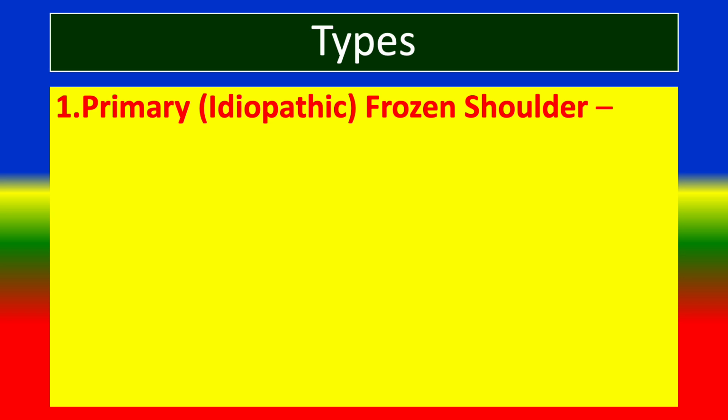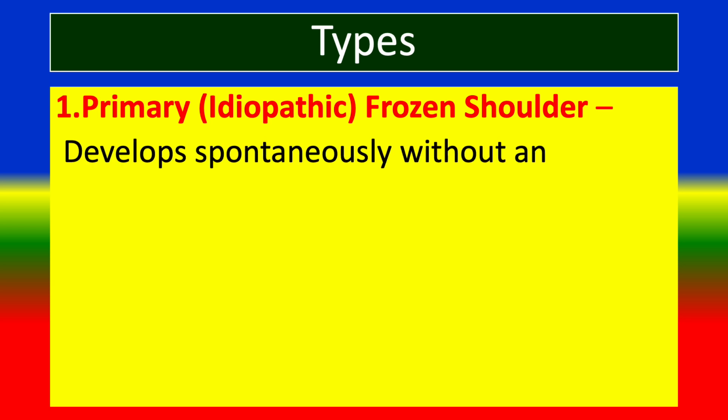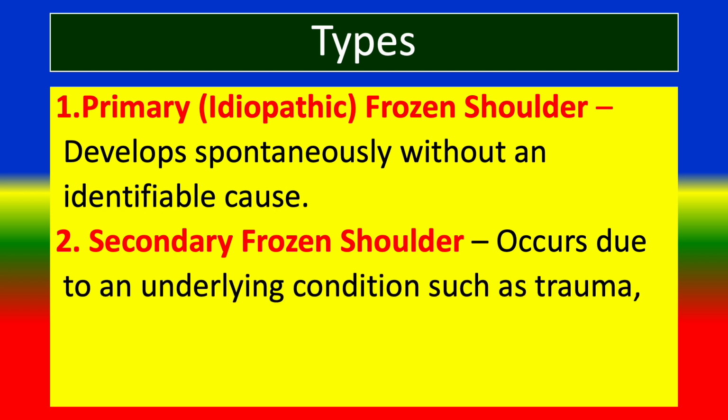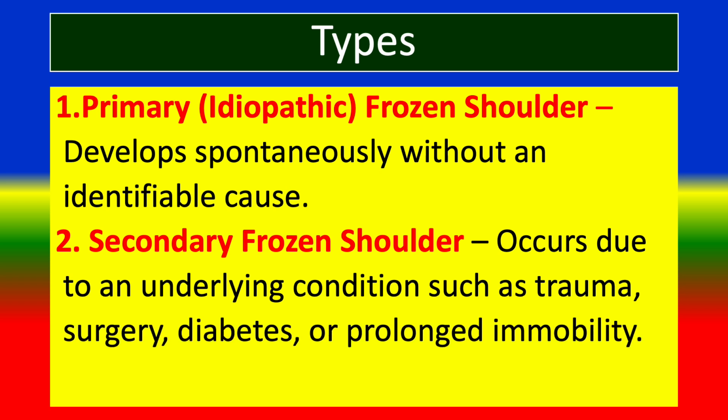One, primary idiopathic frozen shoulder develops spontaneously without an identifiable cause. Two, secondary frozen shoulder occurs due to underlying conditions such as trauma, surgery, diabetes, or prolonged immobility.